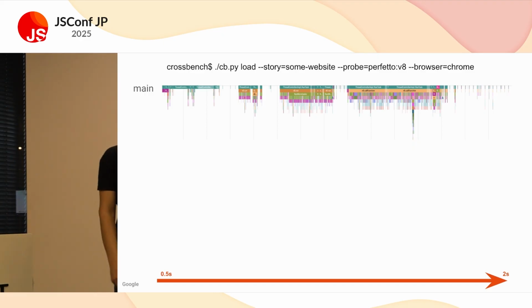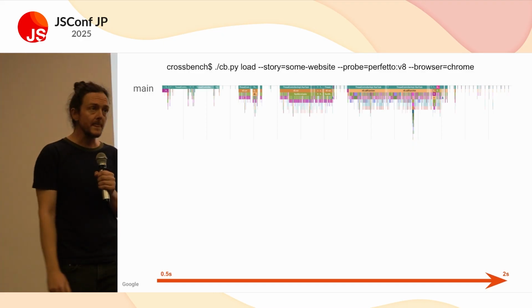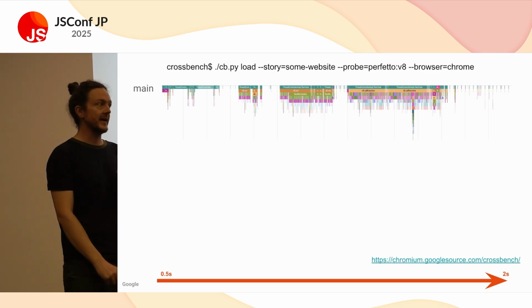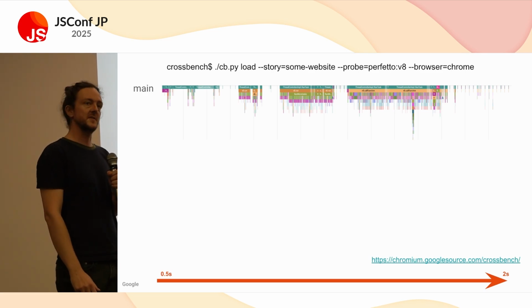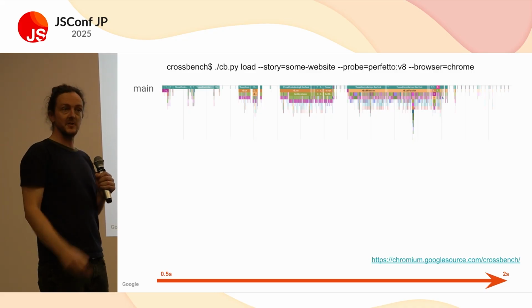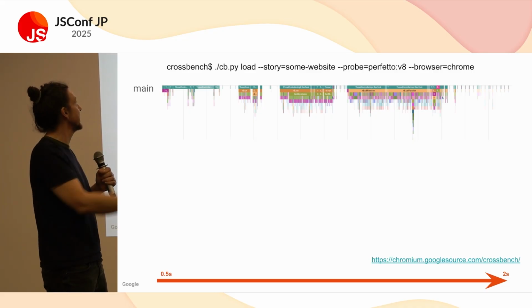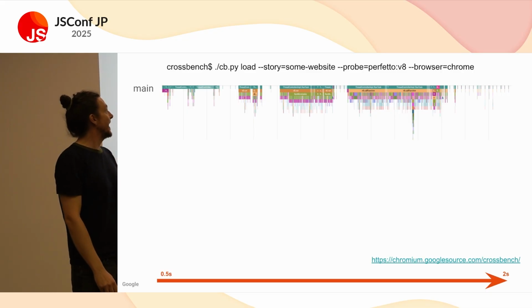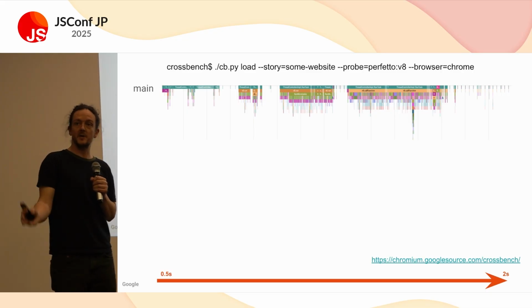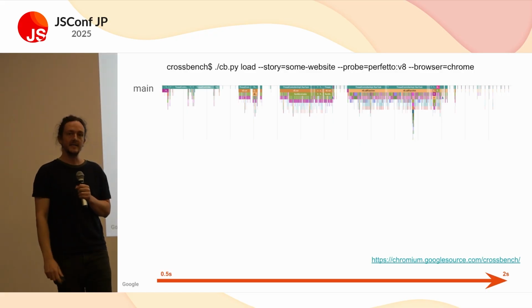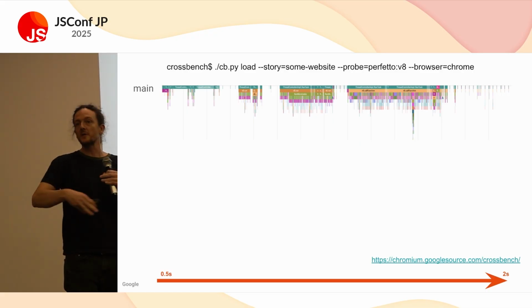Here I have opened a website. And I have actually opened a website with this really nice tool that I can highly recommend you try out. It's called Crossbench. It has a bunch of different modes. But here, for example, I can say load a web page. This is this load predicate. I can do this in multiple browsers. And then I can tell it, please attach a probe. In this case, I attached a Perfetto probe, pre-configured for V8.